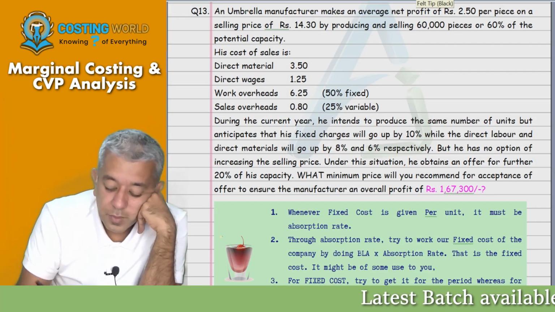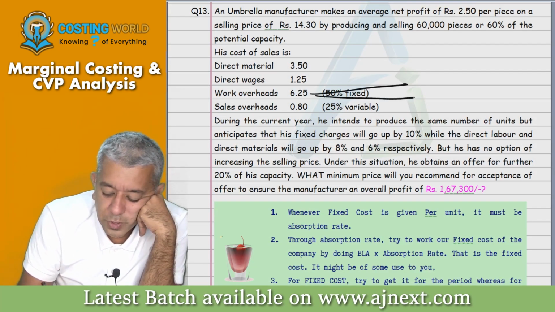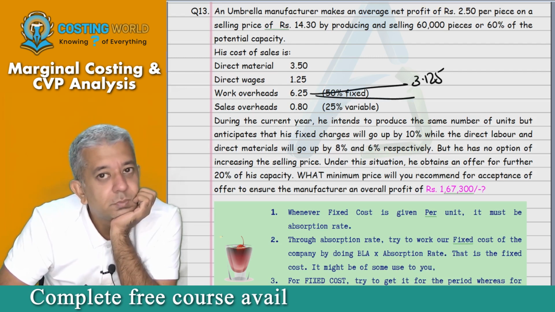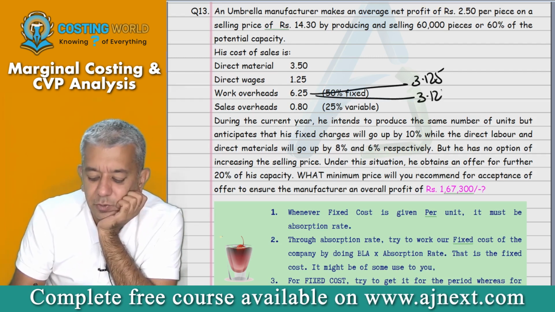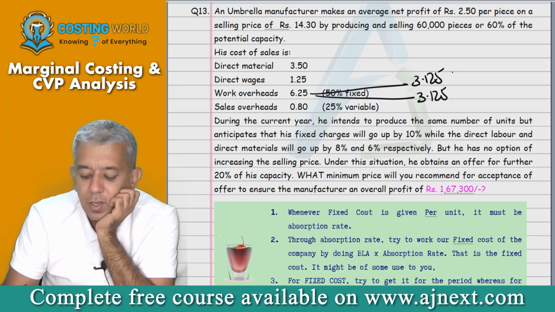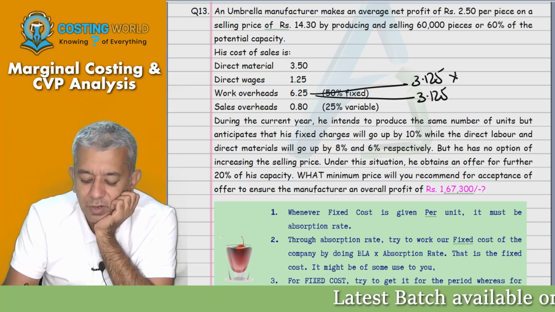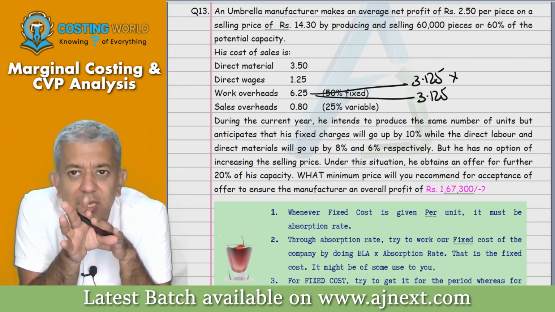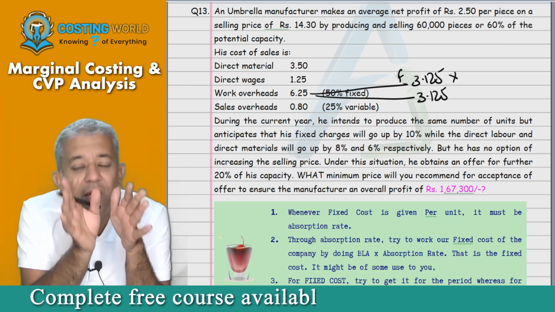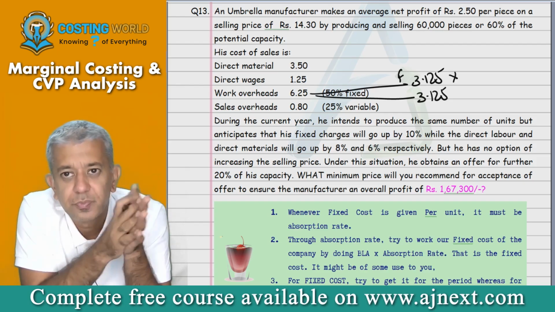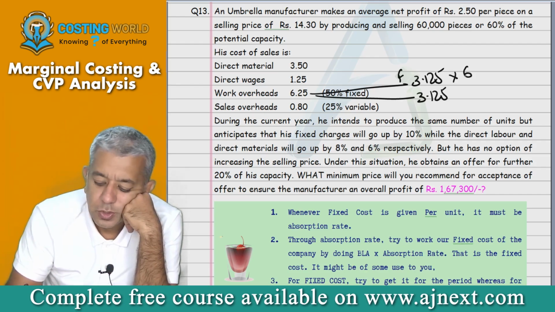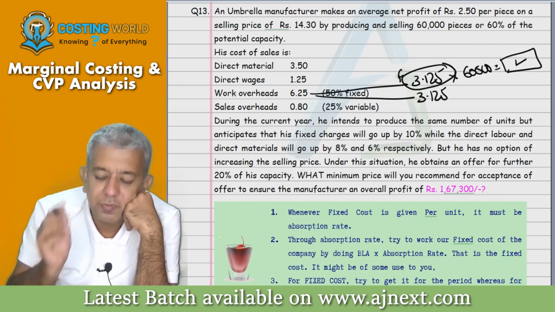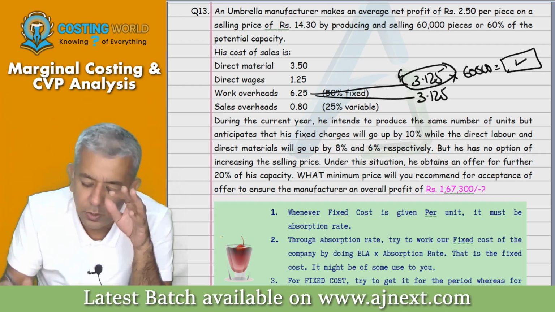Further, now see, works overheads 6.25, 50% fixed. Can you say 50% fixed means 3.125 fixed? And can we say 3.125 will be variable over here? Now, whatever portion is fixed, tell me, can you say this 3.125 must be the absorption rate? This absorption rate must have been found out in reference to how many units? 60,000. So if you back multiply, do remember this is your fixed cost. 3.125 is not your fixed cost. That's the absorption rate, beta. This is your fixed cost.